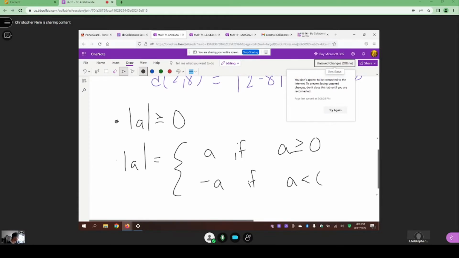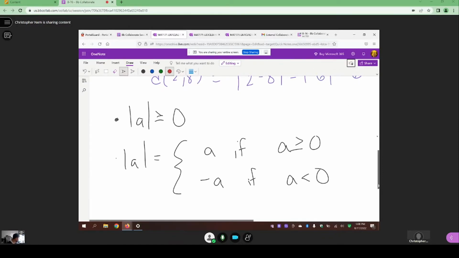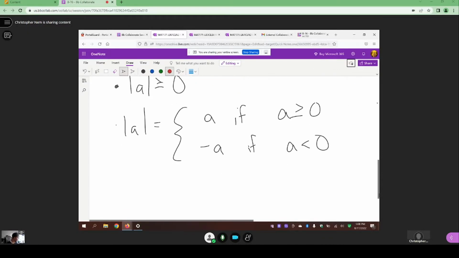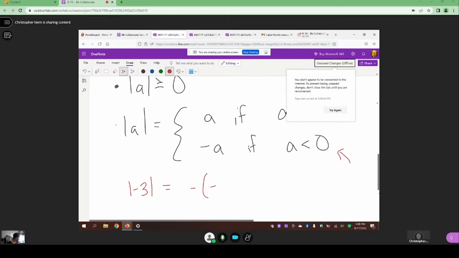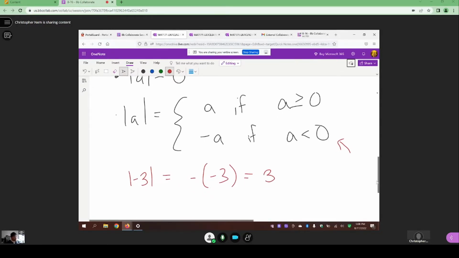if A was less than 0. And the reason why this is true is because if your A value was negative, let's take negative 3. Well, negative 3 follows the second part. Negative 3 is smaller than 0. So what they want me to do is do negative of negative 3. And a negative times a negative is a positive. So we get positive 3. That is the reason why the second condition makes sense. And that covers it for absolute value.